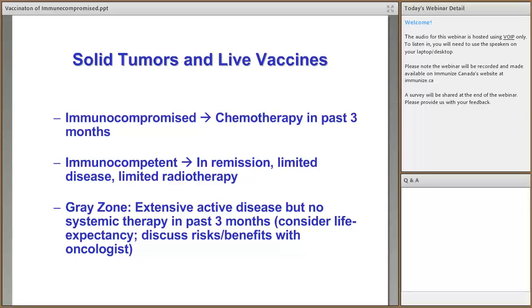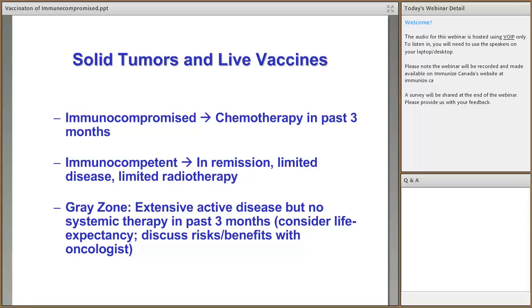So what does that mean when I say not immunocompromised in a solid tumor setting? Well, solid tumor patients may be immunocompromised if they've had chemotherapy in the past 3 months. So I would consider that group immunocompromised. Immunocompetent would mean those that have solid tumors that are in remission or that have limited disease, or they've received only limited radiotherapy. So they have very limited, let's say, prostate cancer for which they've received local radiotherapy. So those persons would still fall into the immunocompetent group.